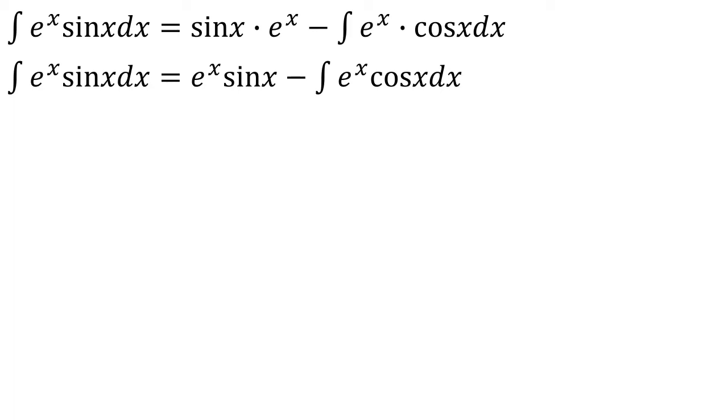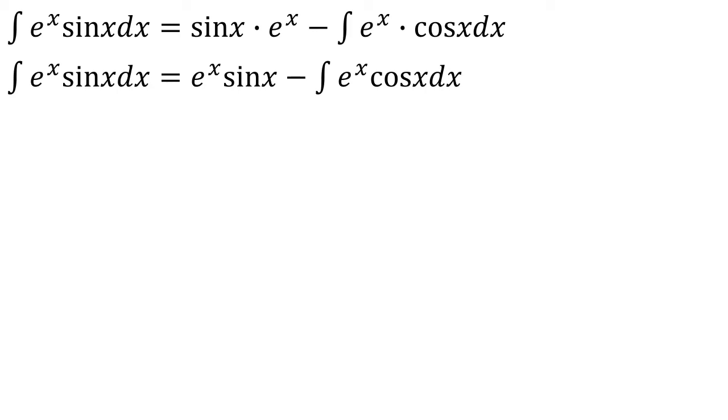Now, look at this part, the integral of e to the x cosine x dx. So we have two different types of functions here. We have e to the x, which is an exponential function. We have cosine x, which is a trigonometric function. So in this case, we are going to apply integration by parts again.